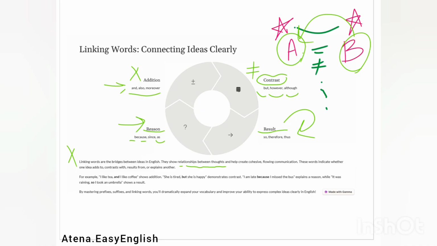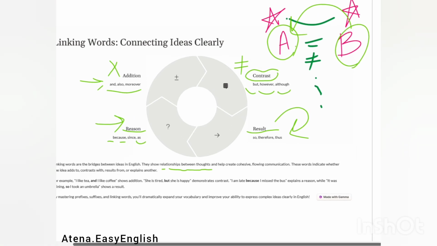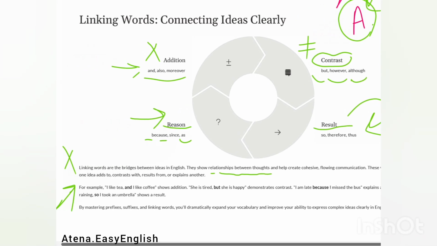So look at the examples here. I like tea. Actually, let's zoom it a bit. I like tea and I like coffee. So here we have and. So here it means this and is adding information. It's an addition.